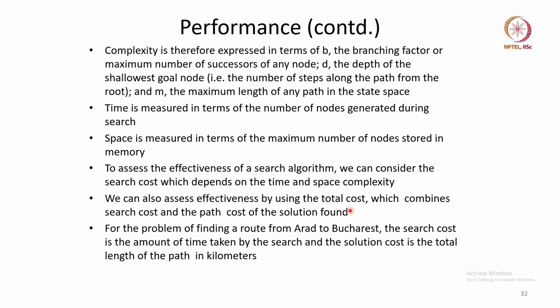Usually if you look at the search cost, there are two things you can take into account. One is the search cost and the path cost of the solution found. The search cost is the amount of time taken by the search, and the solution cost is the total length of the path in kilometers in the case of the path finding algorithm. So these two together can be combined to give you the total cost of finding a route from there to there.